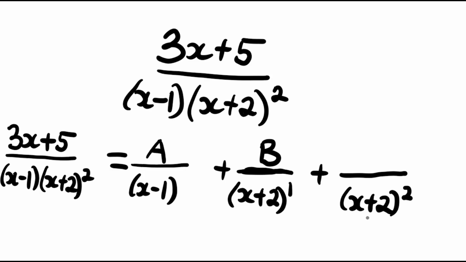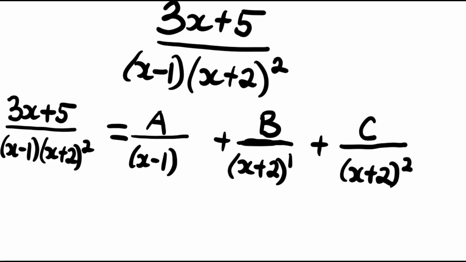For this one, it is a linear factor that is squared, and we know that the numerator of a linear factor is just a constant, c. Why am I writing c here? Because you have used a already, you have used b already, so this is c.